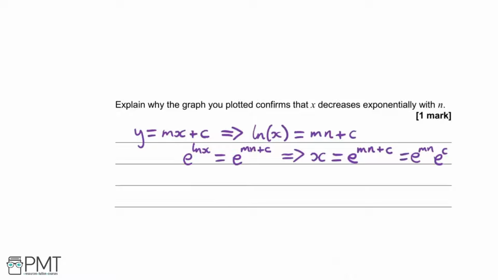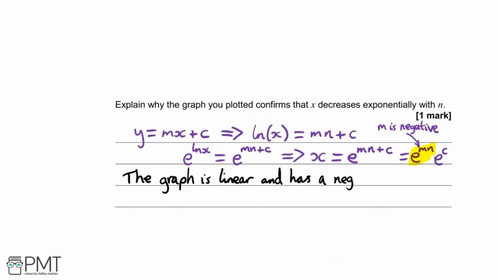And if m, the gradient, is negative, then we're saying that x is equal to some constant e to the c multiplied by an e to a negative number times n. So the fact that an increasing n is in a negative power of the exponential function, we can say that x is decreasing exponentially with n. So going back to my shortened answer, the graph is linear and it has a negative gradient. And that's going to be your mark. You do need to mention the linear nature and the negative gradient nature of the graph to get that mark.